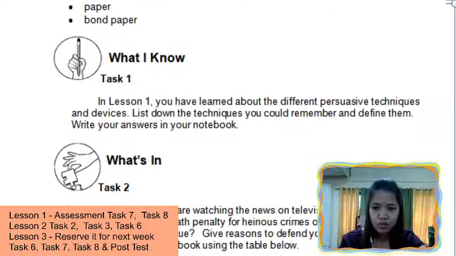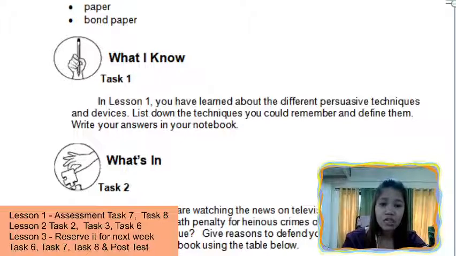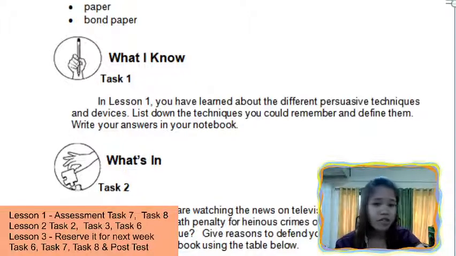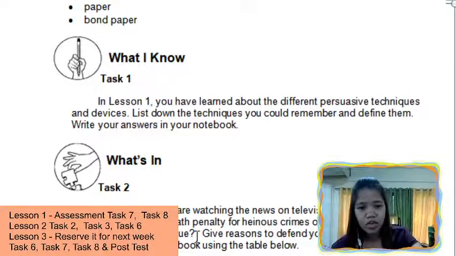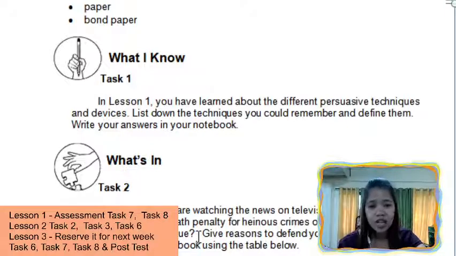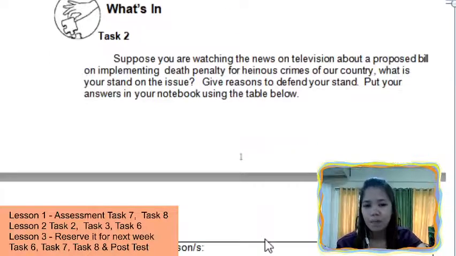In task 2, eto ang gagawin ninyo. Suppose you are watching the news and television about a proposed bill on implementing death penalty for heinous crimes of our country. What is your stand on the issue? What is your stand, or what can you say regarding the issue? Give reasons to defend your stand. Put your answers in your notebook using the table below. But of course, you just write it on a paper.